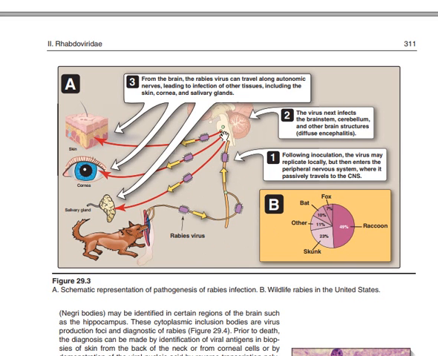Then later on, the virus is next going to pass through the brainstem, the cerebellum, and other brain structures, and cause diffuse encephalitis. Then the last one is that from the brain, the rabies virus can travel along your autonomic nerves, leading to infection of other tissue, including the skin, the cornea, and the salivary gland.